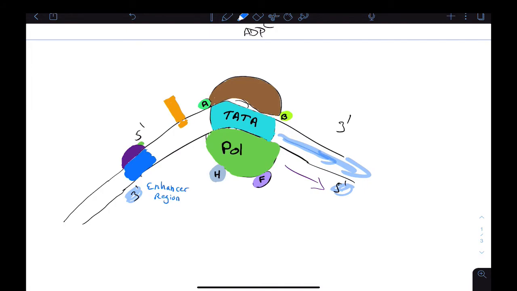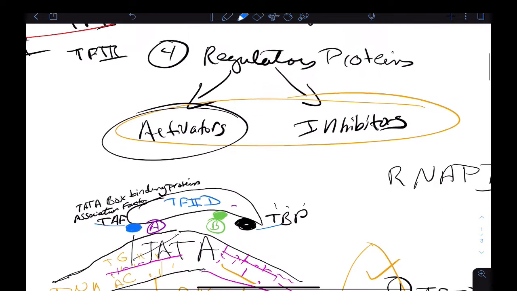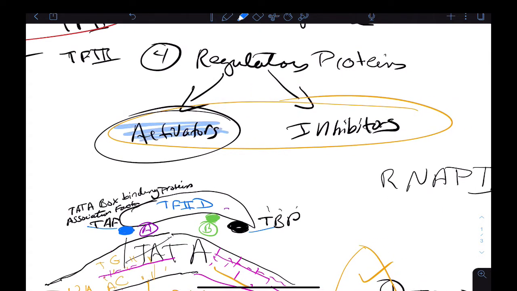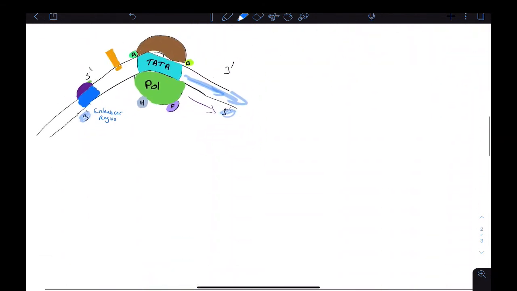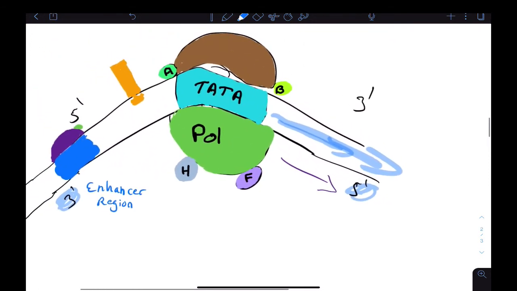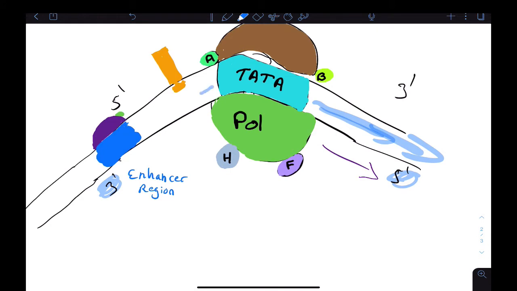So in regulation, remember, the regulatory proteins could be either activators or inhibitors. If you come back down over here, when we start moving in this direction, we're said to be moving upstream. When you go upstream of the TATA box, about 10 base pairs away or so, we have an area that I showed you in this orange color.